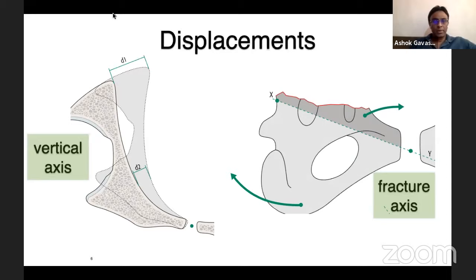With regards to displacements, there are two axes along which a transverse fracture can show displacement. One is an imaginary vertical axis running along the pubic symphysis. This is the anterior hinge. Based on this anterior hinge as a fulcrum, the ischiopubic segment can rotate. Since the anterior hinge is intact, most of the displacement is seen on the posterior side as inward migration or translation accompanied by rotation. The other axis on which the ischiopubic segment can rotate or displace is the fracture axis running from the pubic symphysis onto the posterior fracture line.